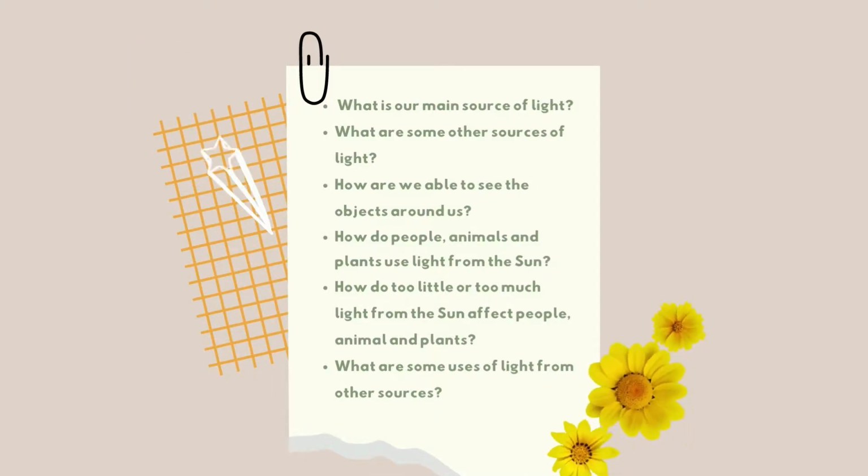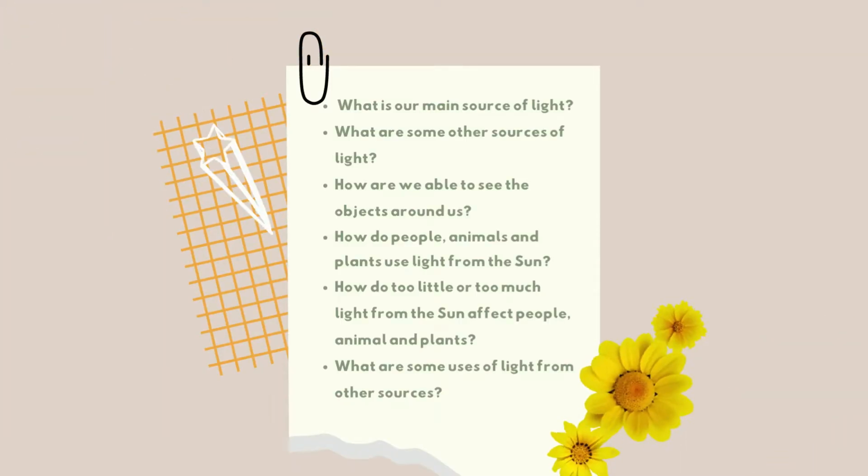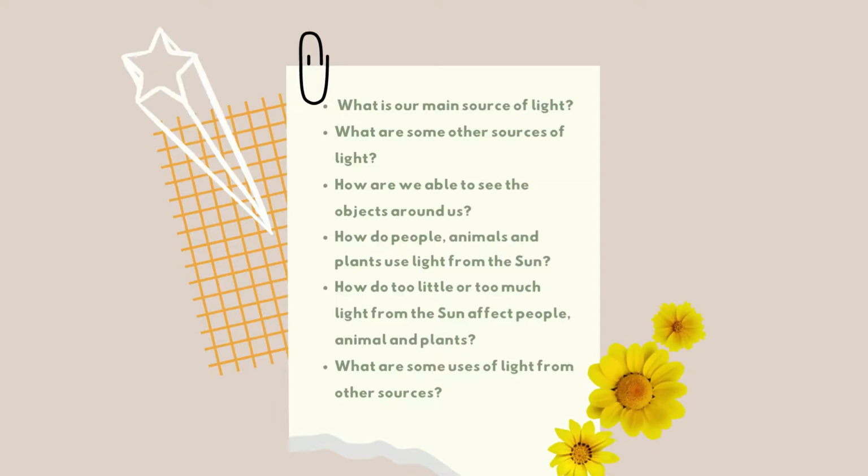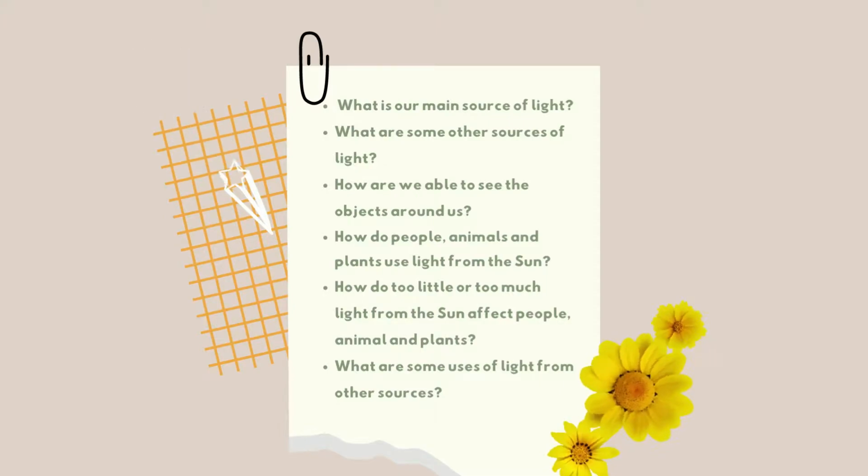Second, what are some other sources of light? Third, how are we able to see the objects around us? Fourth, how do people, animals, and plants use light from the sun? Fifth, how do too little or too much light from the sun affect people, animals, and plants? And the last is, what are some uses of light from other sources?